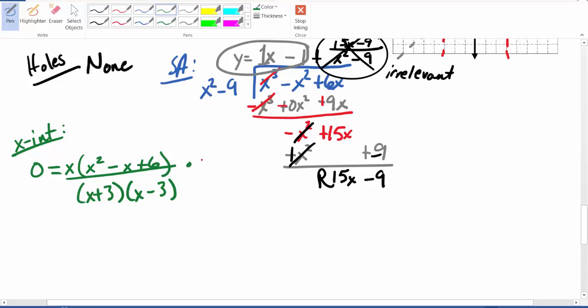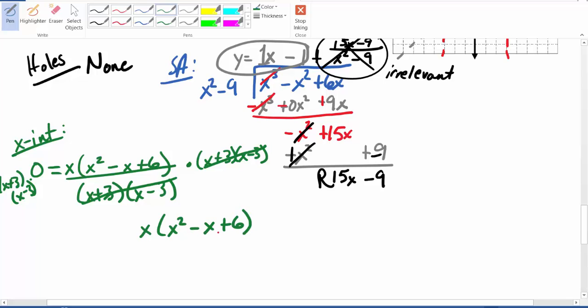Doing that, we would multiply both sides by the bottom, x plus 3 times x minus 3. But pretty much when you do it on the right side, all this stuff would drop out, leaving you with just your numerator. So that x times x squared minus x plus 6 is equal to, on the left side, 0 times this piece right here, this x plus 3 times x minus 3 is still 0. And as a result, you're pretty much just left with that numerator, again using that shortcut rule that we've seen.